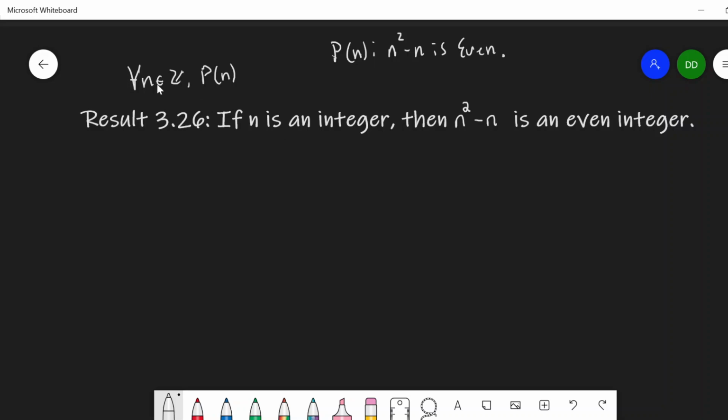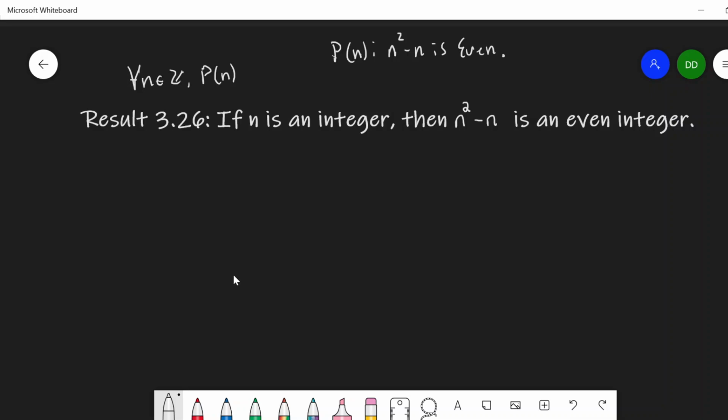Even though it's an implication, we know that universal statements can be thought of as implications themselves. So in this case, n is just an integer, and we want to show that n squared minus n is even. We don't really have a leg to stand on here with n just being an integer. We don't have quite enough information to get good leverage on showing n squared minus n is even.